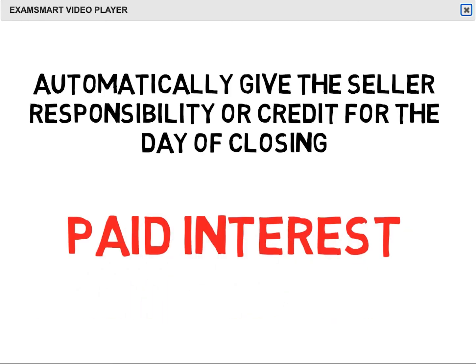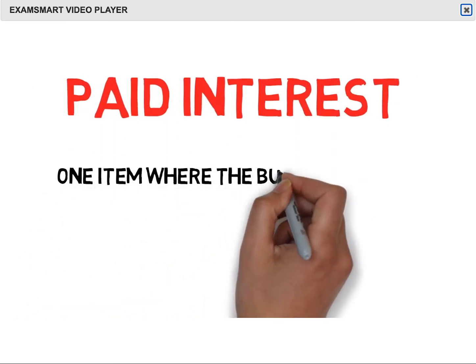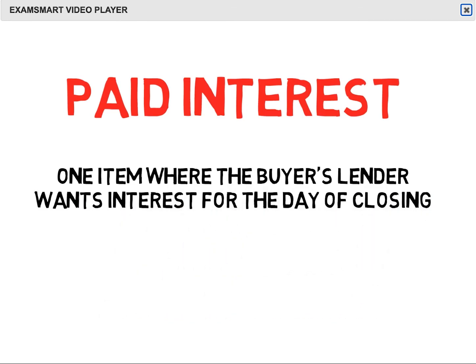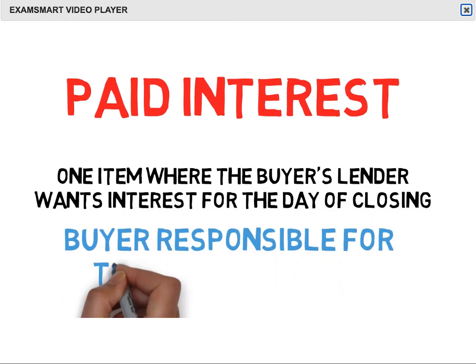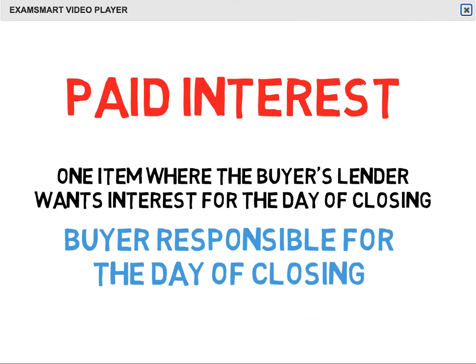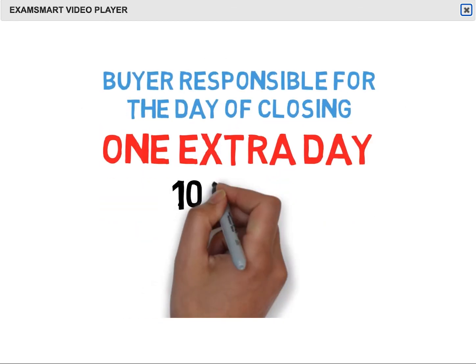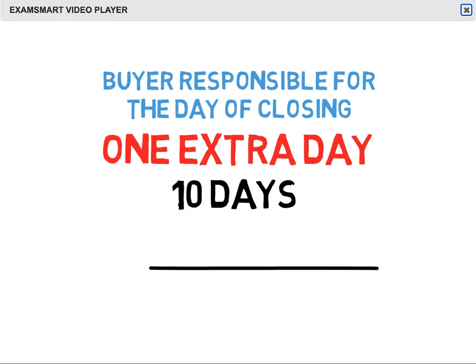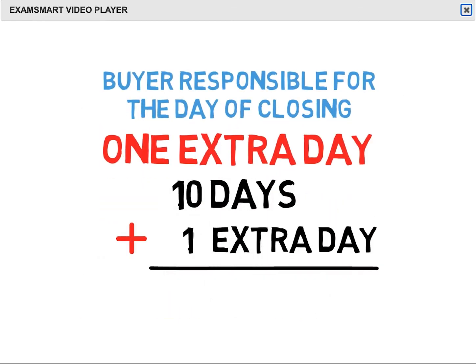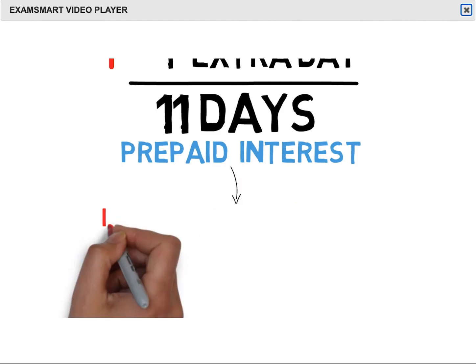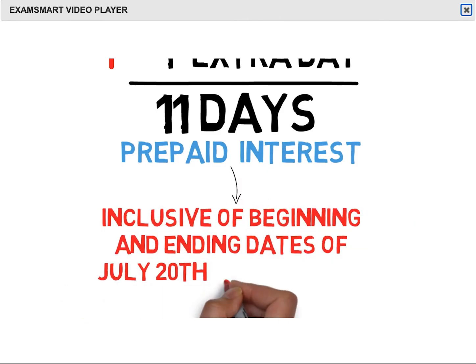Prepaid interest is the one item where the buyer's lender wants interest for the day of closing, so the buyer will be responsible this time for the day of closing, which means the buyer is responsible for 1 extra day. So we have to take our 10 days plus 1 extra day to come up with 11 days of prepaid interest. The 11 days will be inclusive of the beginning and ending dates of July 20th and July 30th.